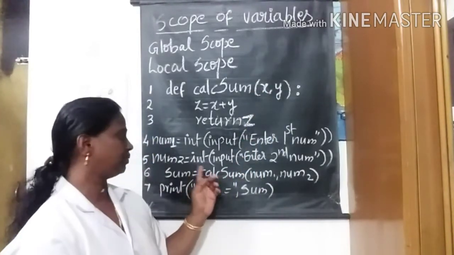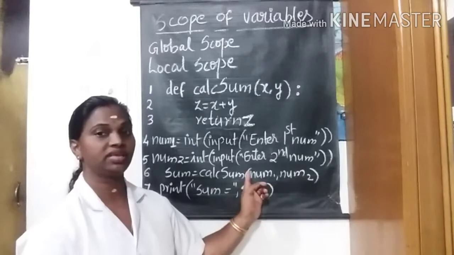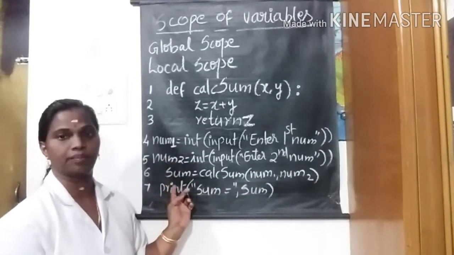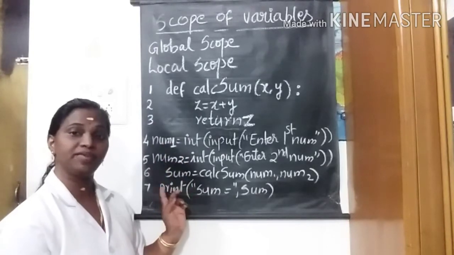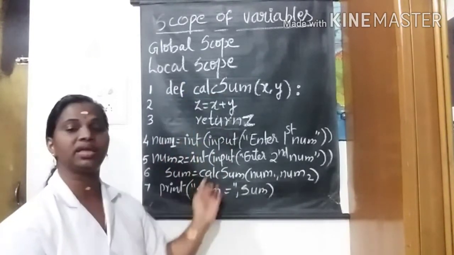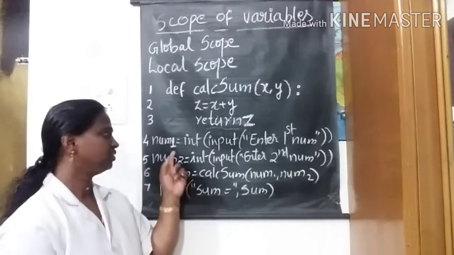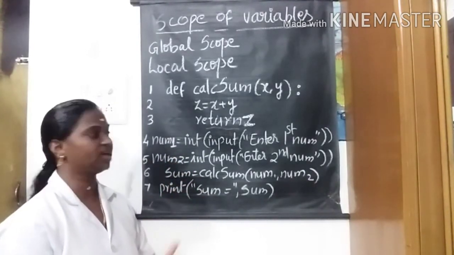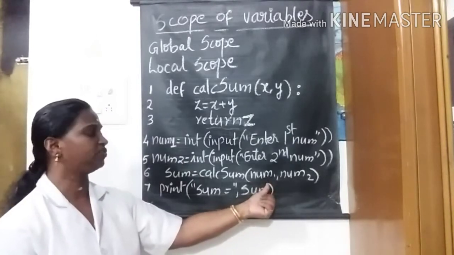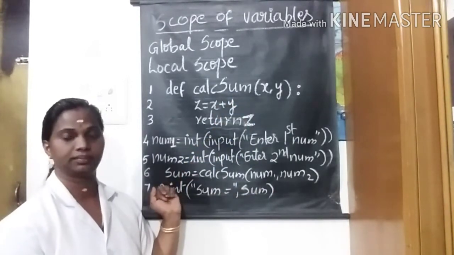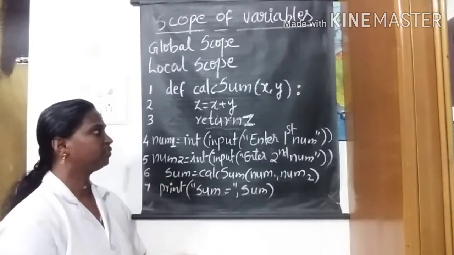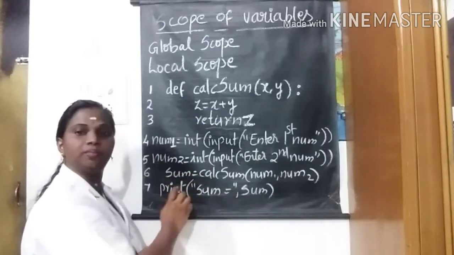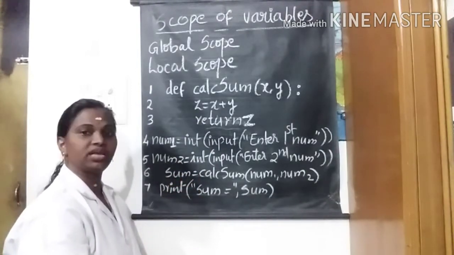Then see here, num1 and num2. Here we have three variables: num1, num2 and sum. All these variables are visible and accessible in the entire program. So we can say that num1, num2 and sum are global variables. That's why we are passing these variables into this function. So see what happens when we use x, y and z in this main function. You will get an error.